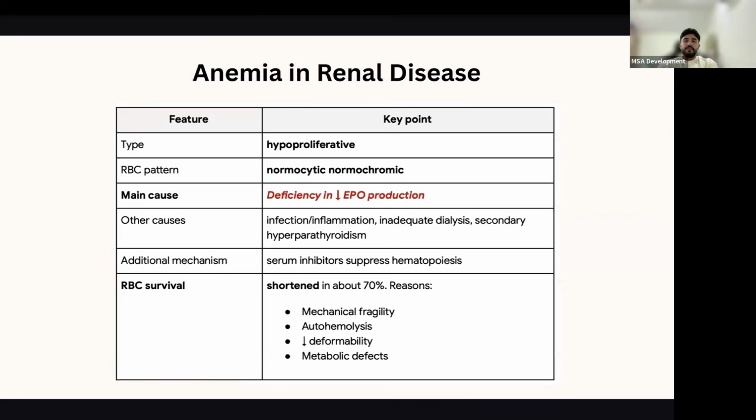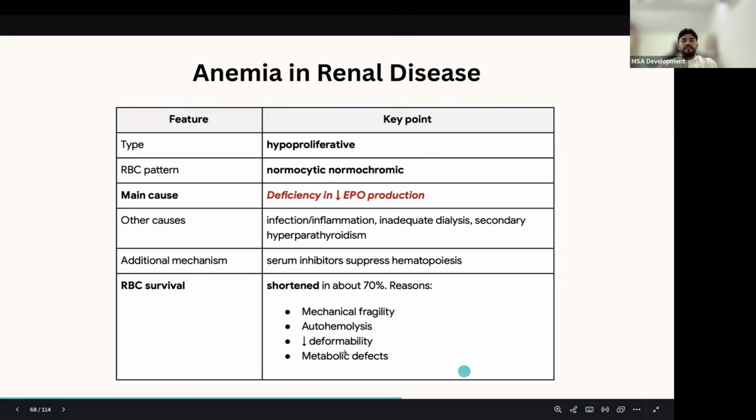Okay. Now, anemia and renal disease. Usually it's because when you have a renal disease, you get some sort of deficiency in the production of erythropoietin. So that will be dysregulated, right? It could be seen in dialysis, in infection, and secondary hyperparathyroidism could all happen. So now you're going to have normocytic normochromic anemia, all right? So it's very similar to the anemia of chronic disease, okay?